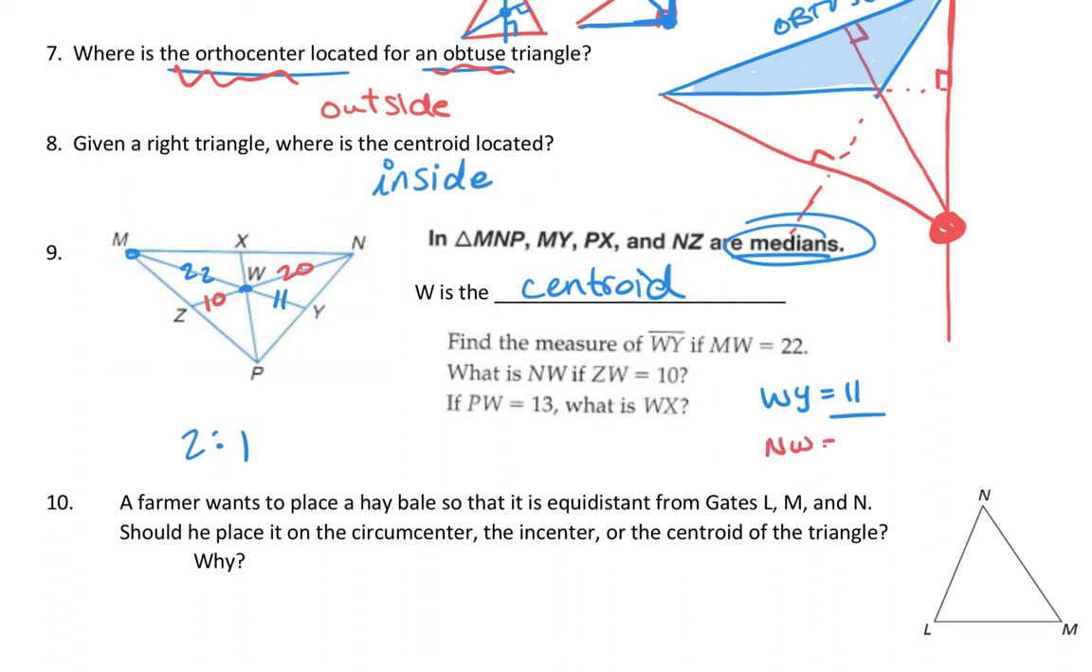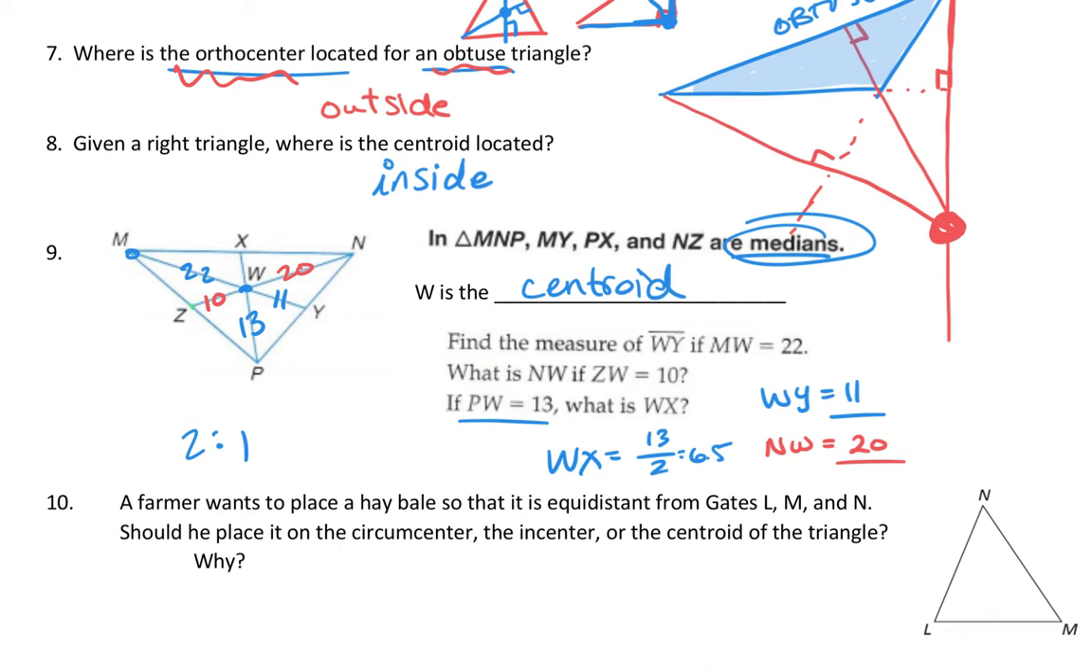So NW is 20. And then what do we got next here? If PW is 13. All right, so PW here is the long piece. It's 13. And if the long piece is 13, then the shorty is going to be half of that, 13 divided by 2. I think that's 6.5. All right, so none of these asked about the whole segment. That's kind of weird. Honestly, you got to make sure you know the whole segment too.